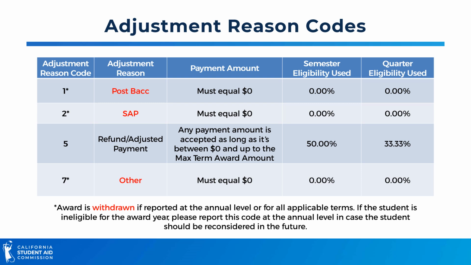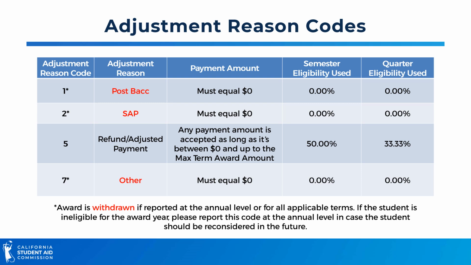Reporting code 5 is when the school uses the refund adjustment payment option to report a payment amount between $1 and the maximum term award amount. Finally, a 7 code is used when the student is ineligible for any other reason.